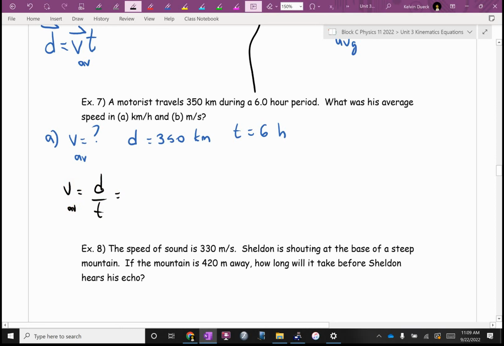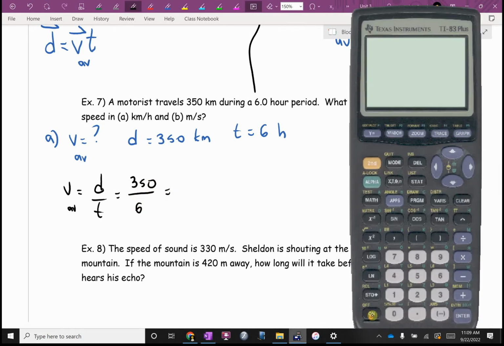I write down the equation. And now I'm going to plug in the numbers. Noah, what's D as a number exactly? What's T? What do we get? I get 58.33. Oh, I'll go 58.3 kilometers per hour.